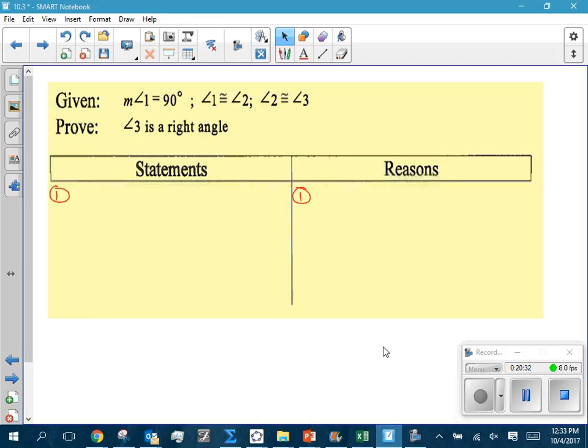And this one, it might be a good idea to actually look at what you're trying to prove. Okay? We want to show that angle 3 is a right angle. Well, how do I know if an angle is a right angle or not? Say again?